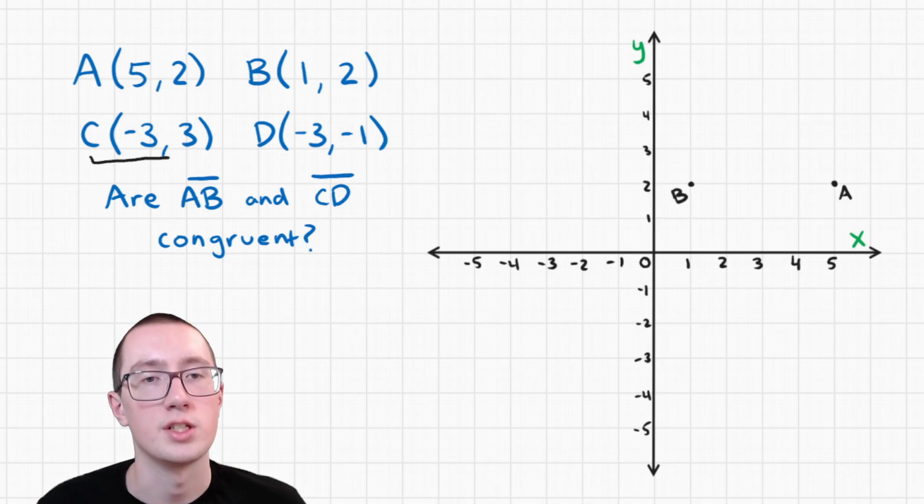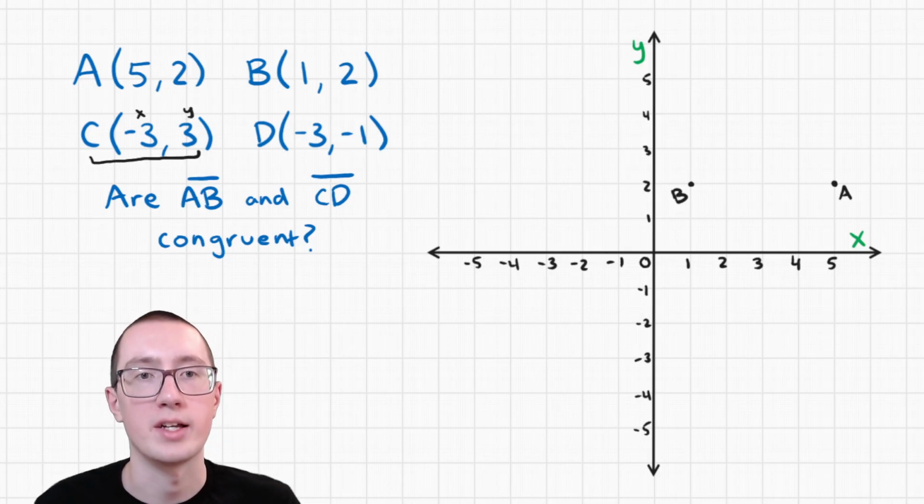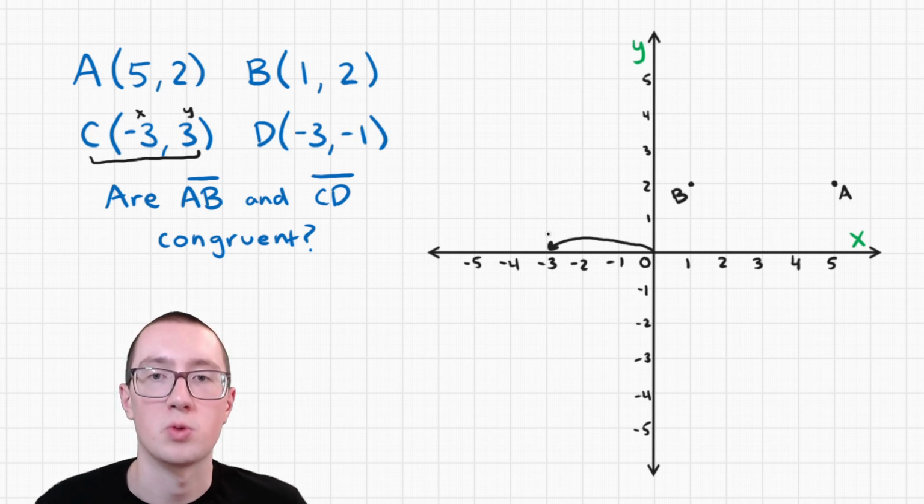Next is C, which is -3 and 3. So our X is -3, and remember that X is left and right. So when you have a negative X, that means you need to go to the left. So we need to go to the left 3 boxes. And then our Y is +3, which means we're still going up.